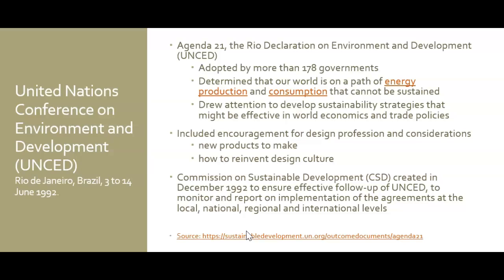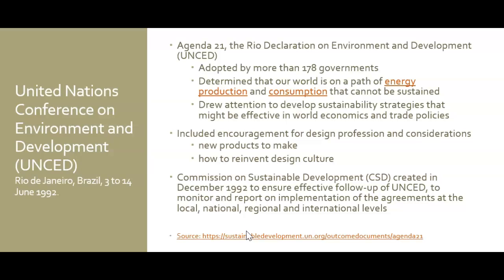So in 1992, the United Nations had a conference in Rio de Janeiro, and what they adopted was called Agenda 21, the Rio Declaration on Environment and Development, and it was adopted by over 178 governments. And what they determined was this agreement that the world is on a path of energy production and consumption that cannot be sustained. All right, no surprise to everyone in this course, right?